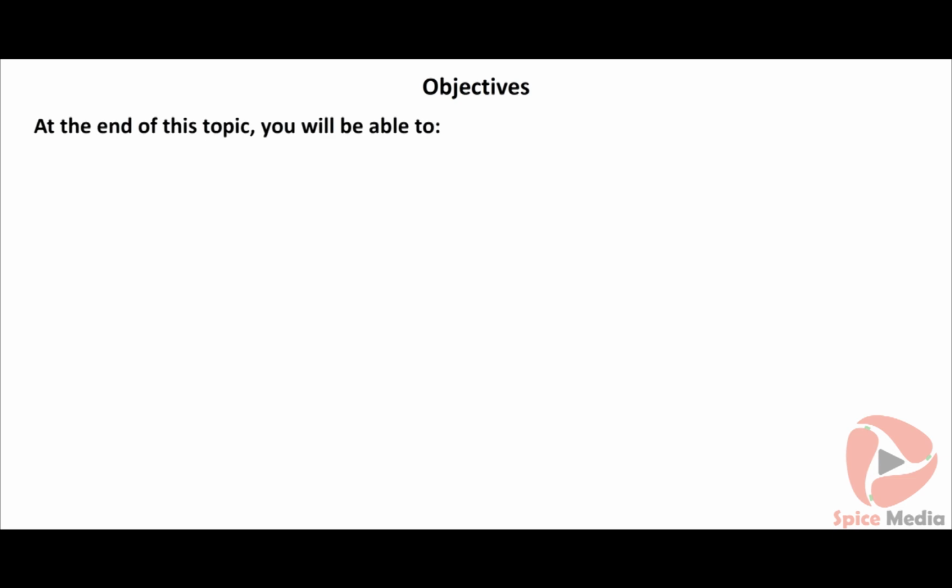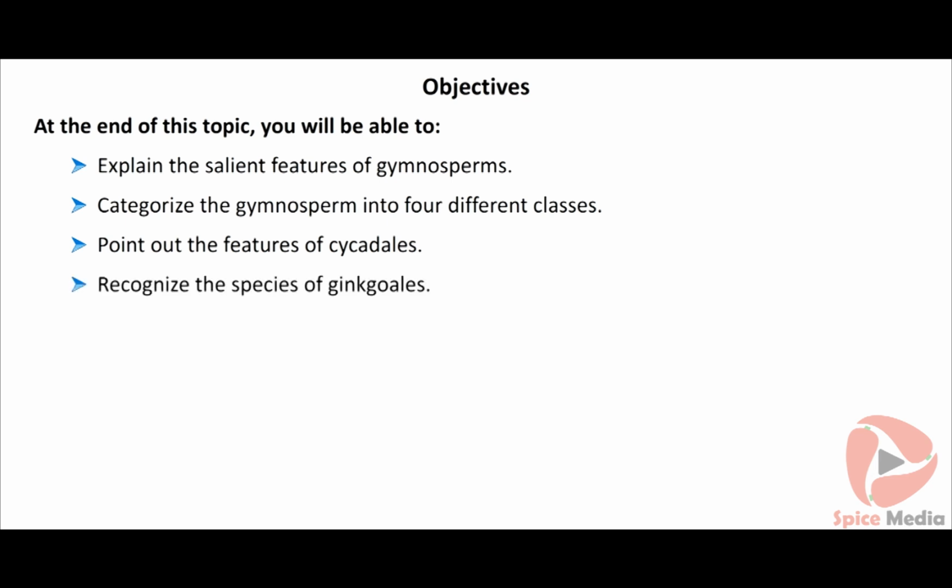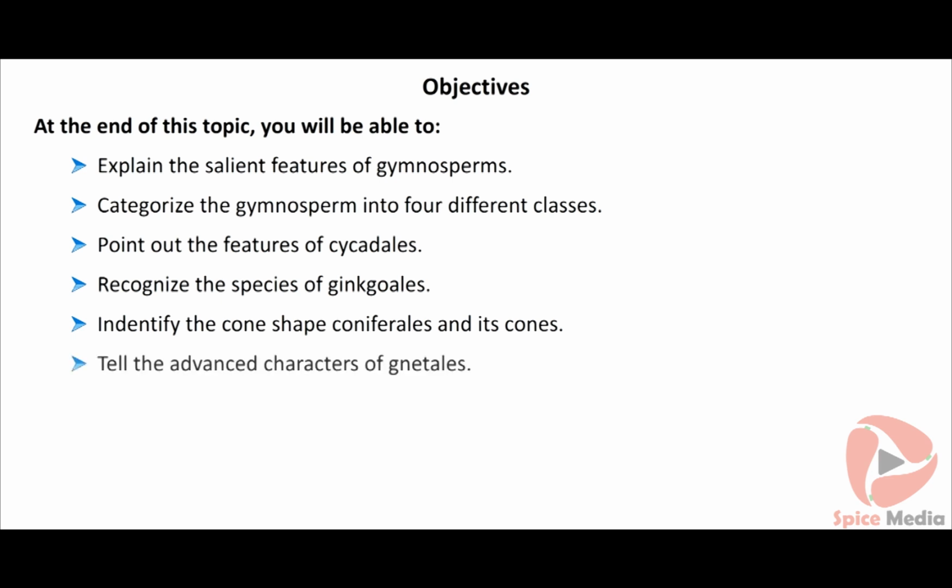At the end of this topic, you will be able to explain the salient features of gymnosperms, categorize the gymnosperms into 4 different classes, point out the features of Cycadales, recognize the species of Ginkgo, identify the cone-shaped Coniferales and its cones, tell the advanced characters of Gnetales, and list out the uses of gymnosperms.